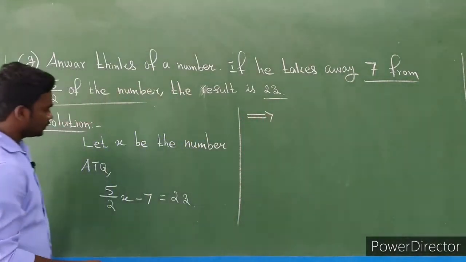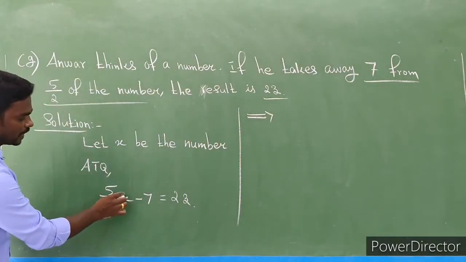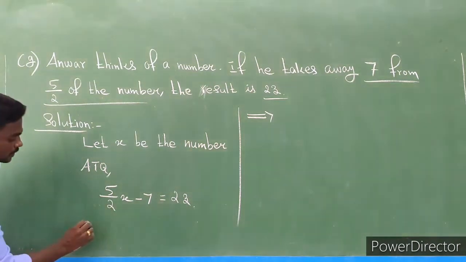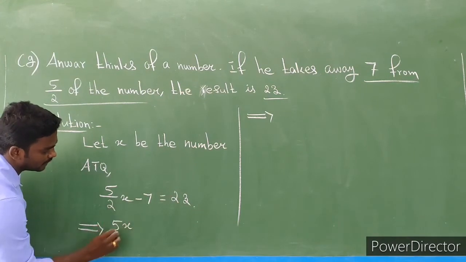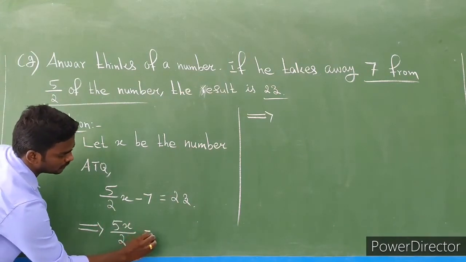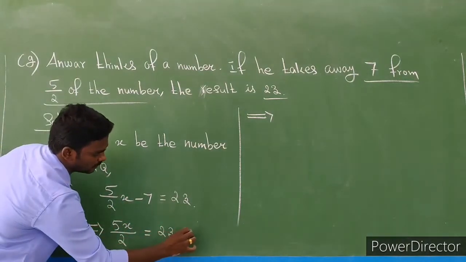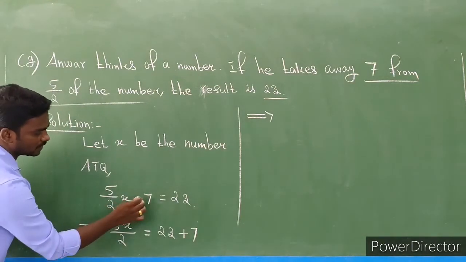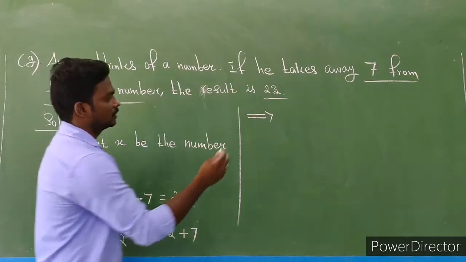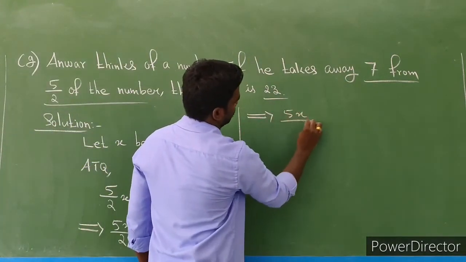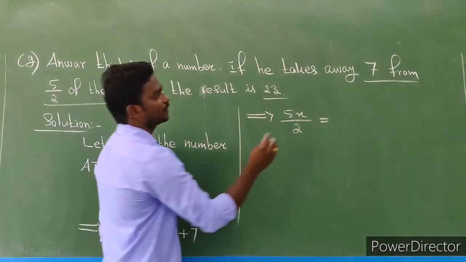We keep the value 5 by 2x. 5 by 2x means 5 into x divided by 2. That means 5 by 2 into x, written as 5 into x divided by 2, is equal to 23, and this minus 7 is transposing to plus 7 on the right side. Implies that 5x divided by 2 is equal to 23 plus 7, that is 30.